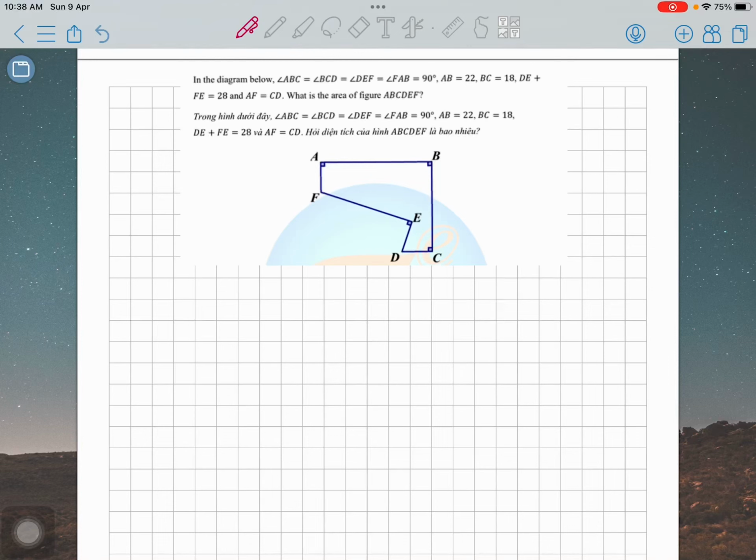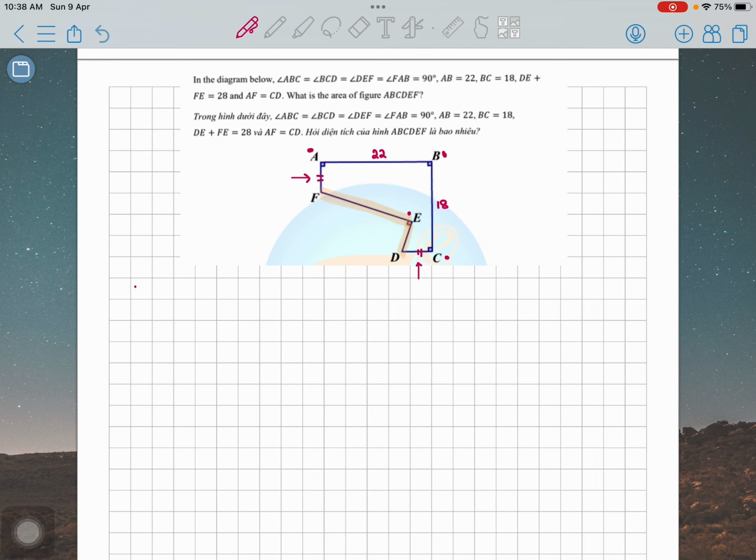In the diagram, we are given that angle at A, angle at B, angle at C and angle at E are 90 degrees, and AB is 22, BC is 18, and DE added with EF is equal to 28. The last one they are saying is AE's length equals DC's length. And what do we want to do? We want to find the area of this particular figure.